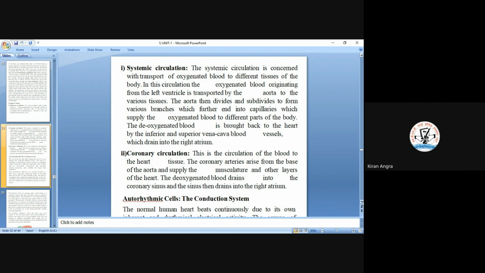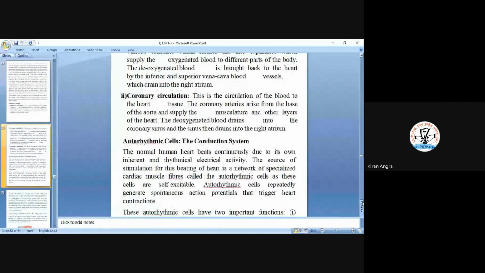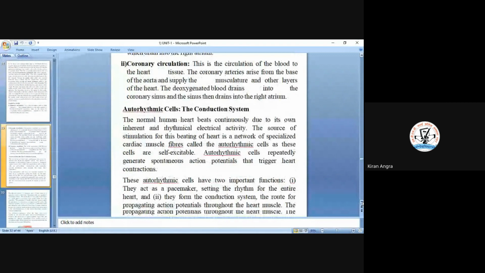Earlier only two were considered, but now they have taken into consideration the coronary circulation also. This is the circulation of blood to the heart tissues, because we just talked about blood going from different parts of the body to the heart, either oxygenated or deoxygenated. But what about the heart? How does the blood go to the heart organ itself? Then they talked about the coronary circulation.